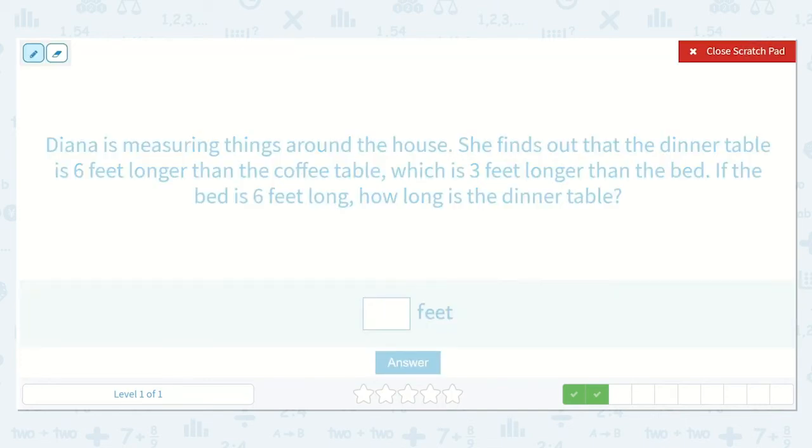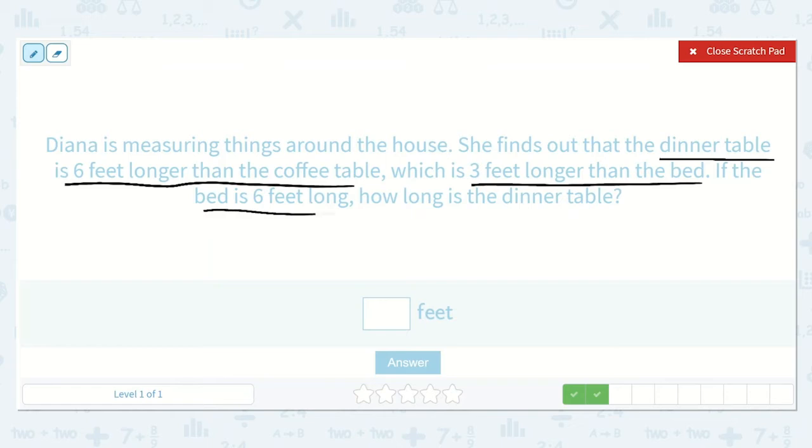All right, Diana is measuring things around the house. She finds out that the dinner table is 6 feet longer than the coffee table, which is 3 feet longer than the bed. If the bed is 6 feet long, how long is the dinner table?